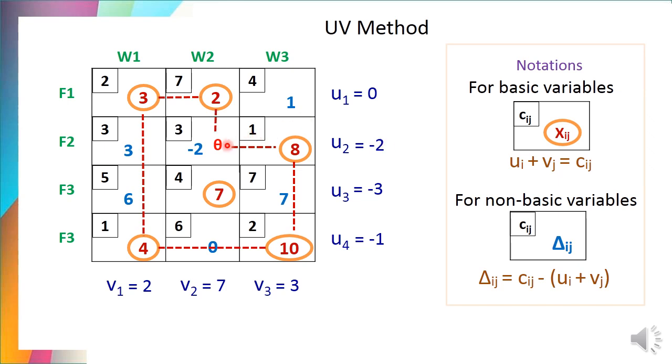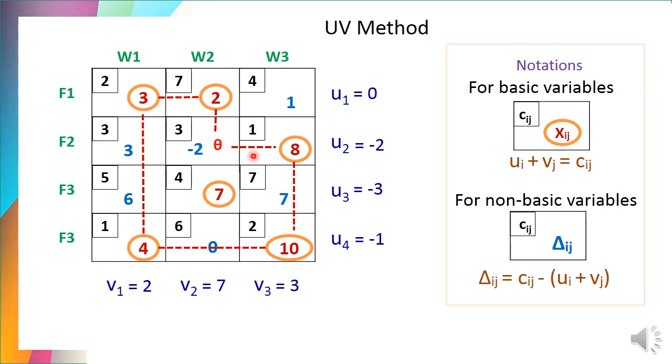We have to ensure that to construct the closed loop by taking the allocated variables only as a corner. Then we need to construct a loop or cycle so that it always turns with a right angle. Finding this loop is the challenging part of the UV method. We need to find out the loop in the current situation. Once this loop is found, here it is plus theta.